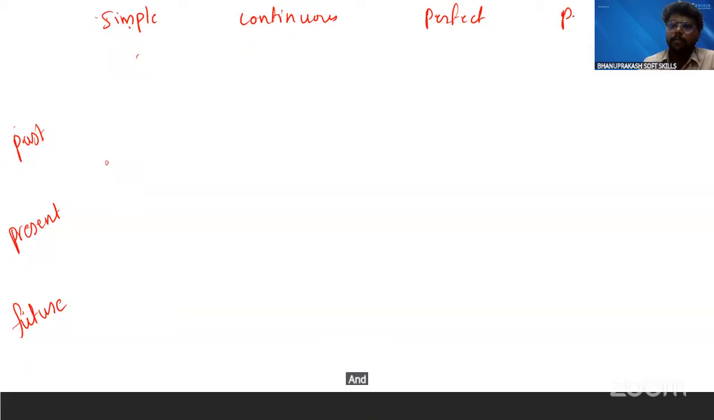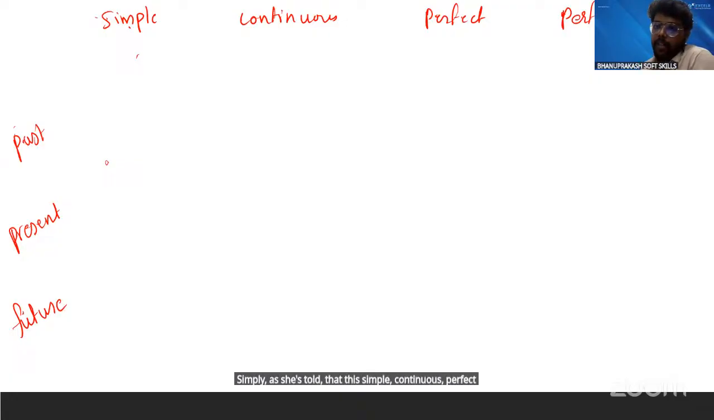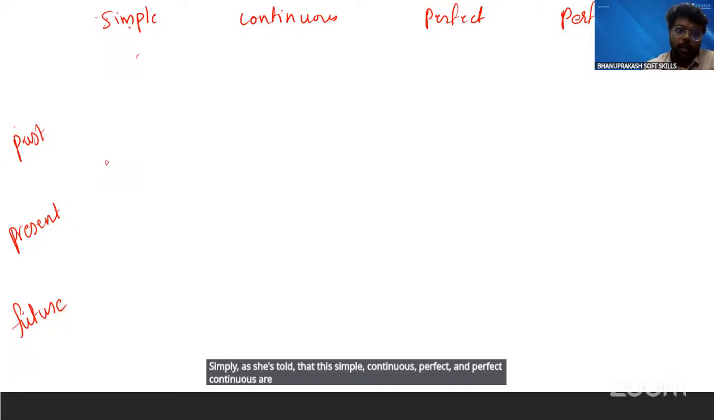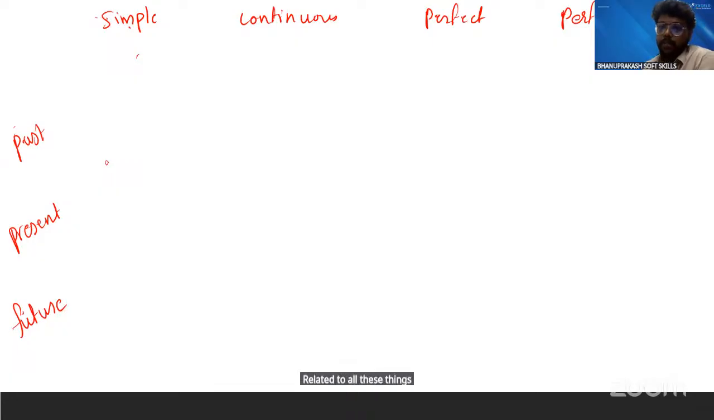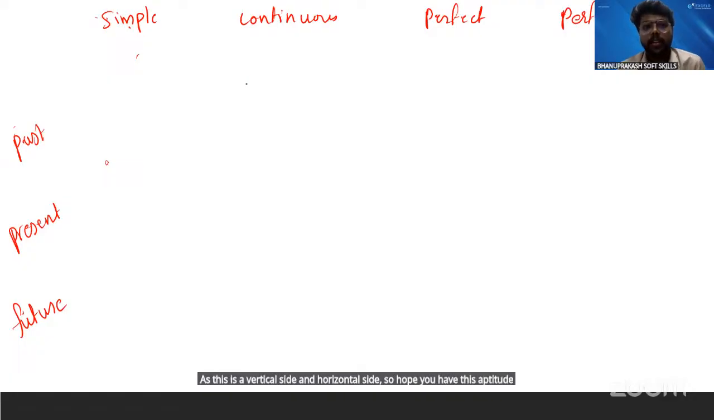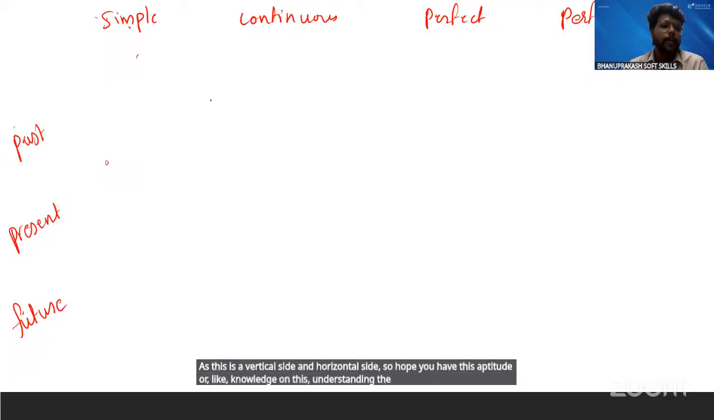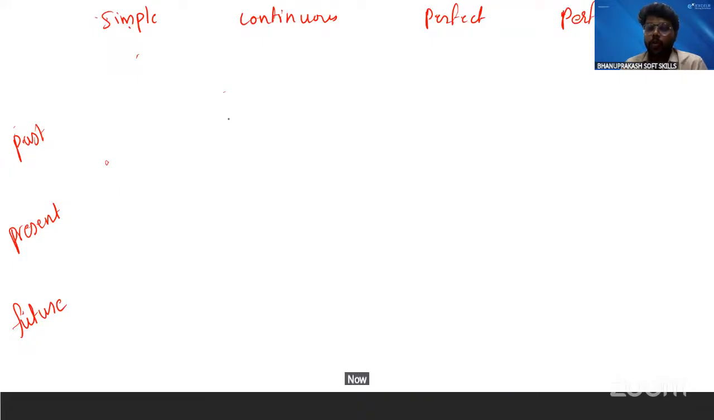And here it is, perfect continuous. Okay. Simple, continuous, perfect, and perfect continuous are related to all these things called past, present, and future. As this is a vertical side and a horizontal side, I hope you have some knowledge on understanding the table forms.